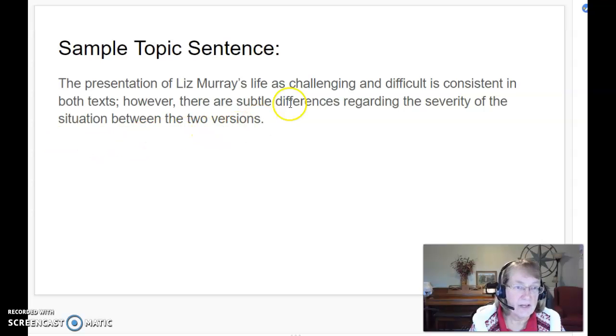So then once you have your topic sentence down, pause the video and get that done. Then the next part, if we look back at the workbook, is to write your concluding sentence.